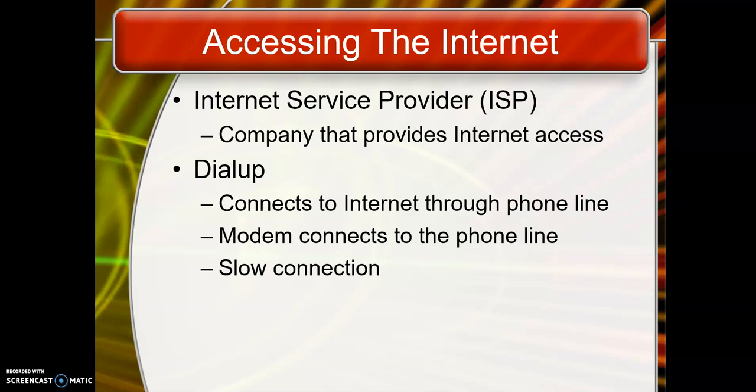So how did they access the internet in the 1990s? They required a service provider, called an Internet Service Provider, ISP. They also used dial-ups. Before the advent of broadband communication, LTE, 5G and so on, dial-ups were used. They connected to the internet through a phone line and required a modem that connects to the phone line, and the connections were rather much slower.